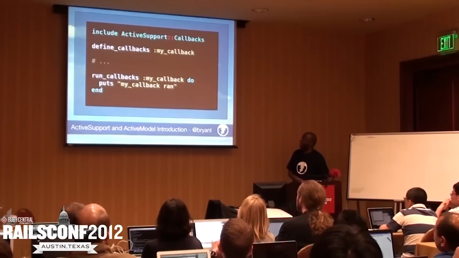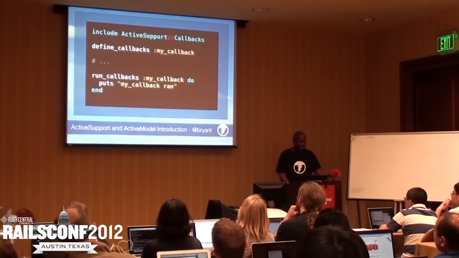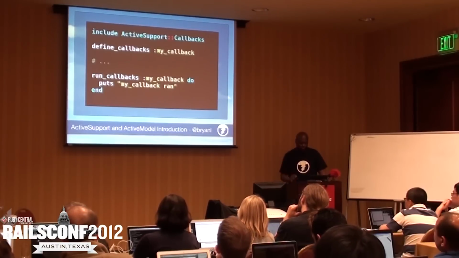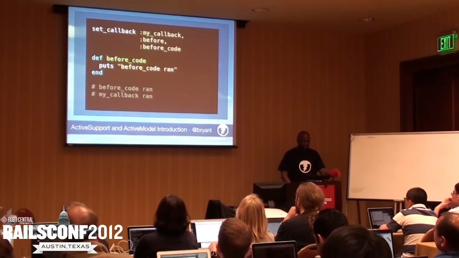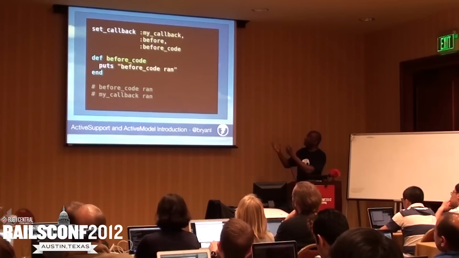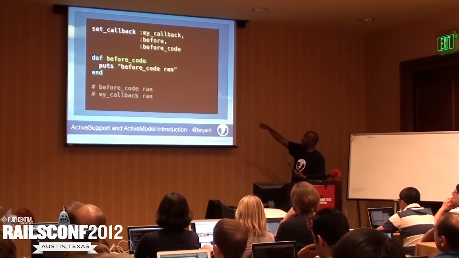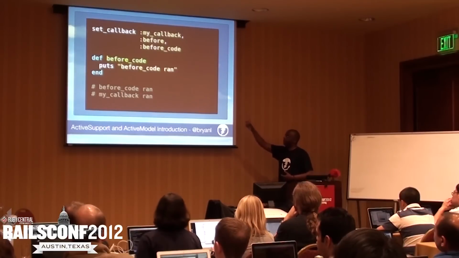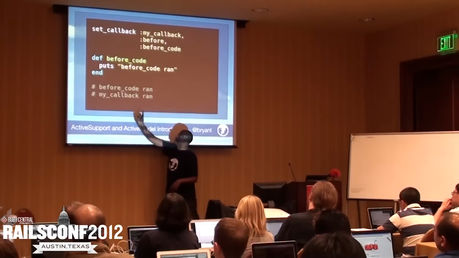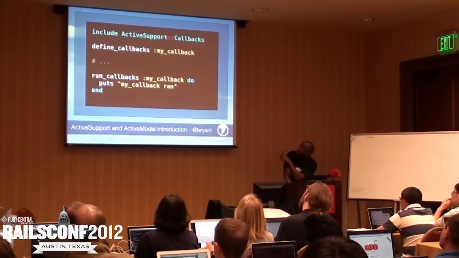And here's a slide that summarizes what I just did here. So we define the callback, and then in a method below, we have run callbacks, my callback, and do some stuff. And then to use that callback, you just set the callback, and this is a before filter, or before callback in that case. Before I run the callback, I'm going to run the before code. So the output of this will be before code ran, and then my callback ran. And just to go back to that, my callback ran was defined here.